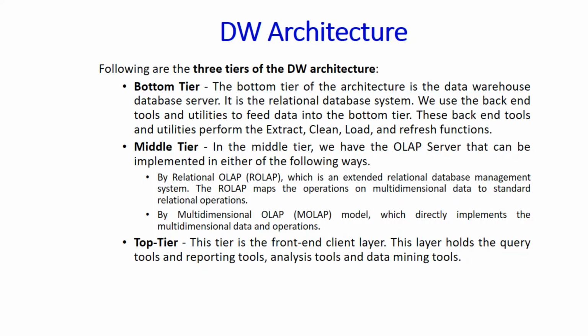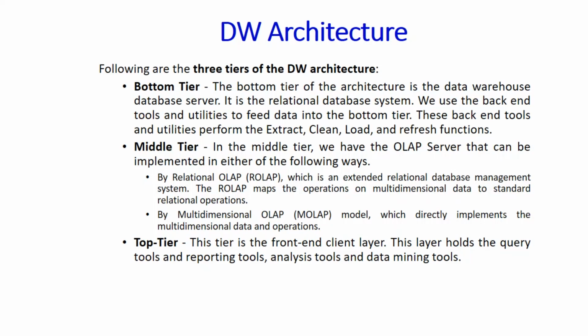So again, you have 3 tiers: the bottom tier, the middle tier, and the top tier. The bottom tier of the architecture is the data warehouse database server. It is the relational database, because these are the sources from where the data will be collected and extracted. So we use backend tools and utilities to feed data into the bottom tier. These backend tools and utilities perform the extract, clean, load, and refresh functions on the data which has to be loaded into the data warehouse.